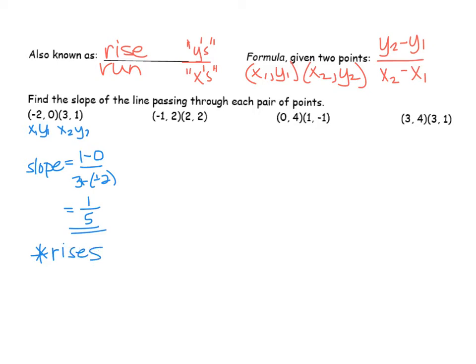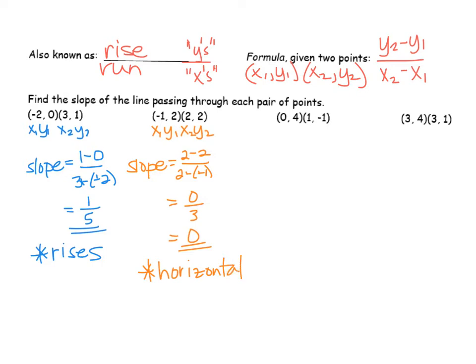Let's try another one. Negative 1, 2, and 2, 2. Again, identify your coordinates, x1, y1, x2, y2. And then just follow the definition for the formula. y2 minus y1 becomes 2 minus 2. x2 minus x1, 2 minus negative 1 again, so we have that double negative. In the numerator, we have 2 minus 2, which is 0. In the denominator, we have that double negative, which turns into 3. Well, 0 divided by anything is 0. And if you have a slope of 0, that means it doesn't rise or fall. This would be a horizontal line. So from left to right, it just goes straight across. It does not rise or fall.